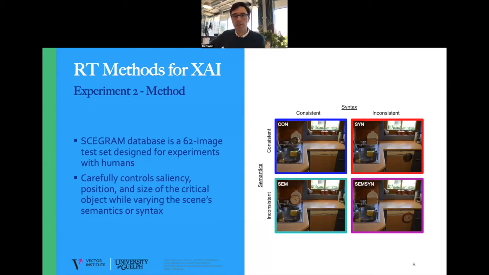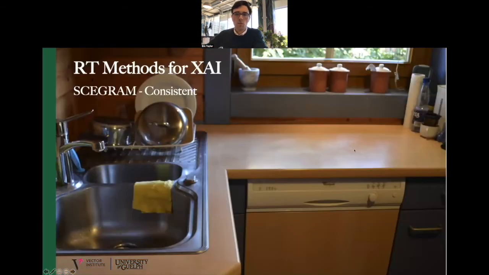The creators of CGRAM were very careful to control for pixel-level differences across the 4 image manipulations so that observed differences in human behavior could be attributed to the semantic and syntactic violations. So here's a scene with consistent scene grammar, and as you can see, it's just the kitchen and there's nothing out of place.